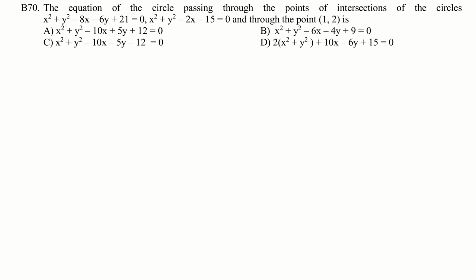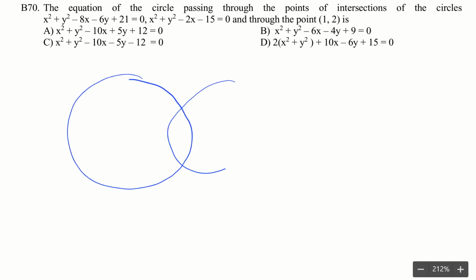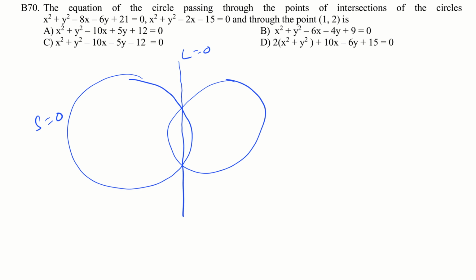In this problem, we want the equation of the circle passing through the intersection of these two circles. Instead of going for the circles, we go with this line. Anyways, I need to take one circle and go for the common chord, which is nothing but S minus S dash equal to 0. So here I get 6x plus 6y minus 36 equal to 0, or x plus y minus 6 equal to 0.